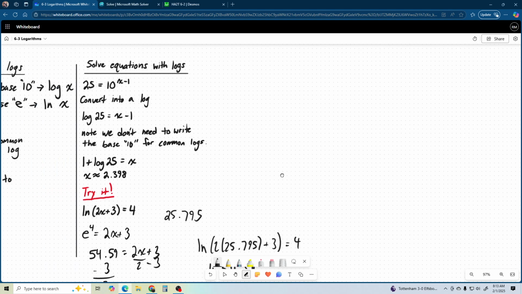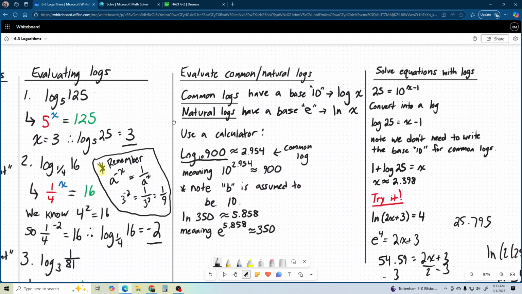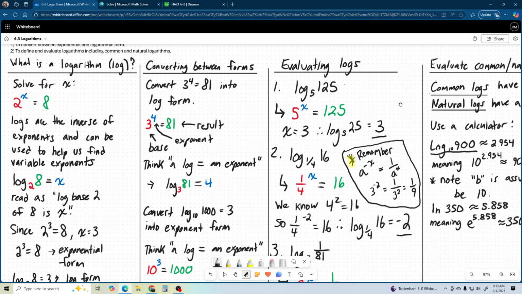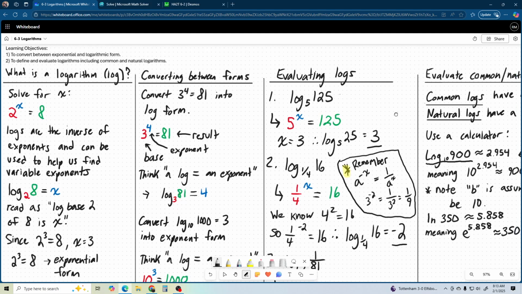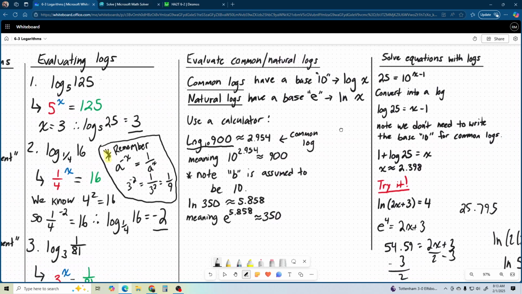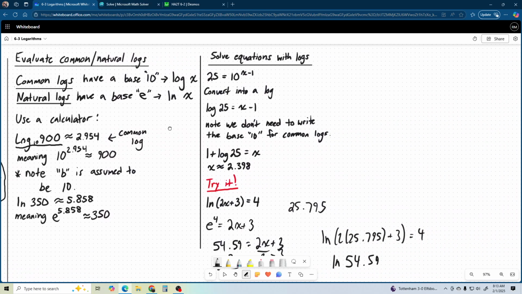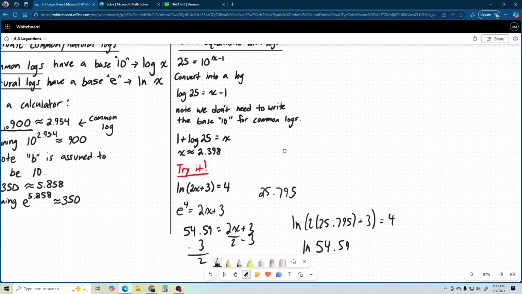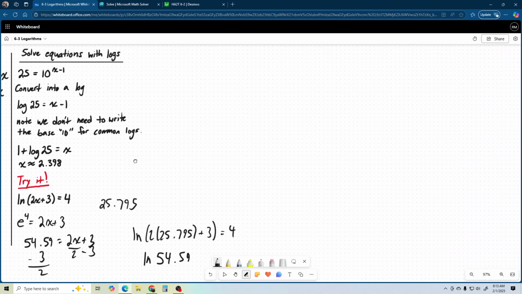That's it. You guys have done the very basics of logarithms. We learned what a log is. We learned how to flip it between forms. We learned how to evaluate logs without a calculator. Then we learned how to evaluate logs with a calculator. And then we just tried solving a couple problems where we actually have equations.